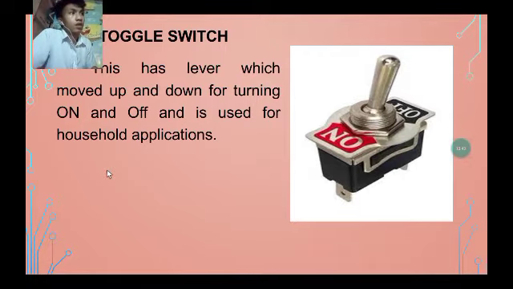So, toggle switch, and this is very common, particularly in a car. Kadalasan nakikita ko to sa mga sasakyan lalo na yung mga jeep. So kadalasan itong ginagamit nilang switch. So besides sa mura, madali lang siya i-install. So sabi dito, this is a lever switch moved up and down for turning on and off, and it's used for household application.